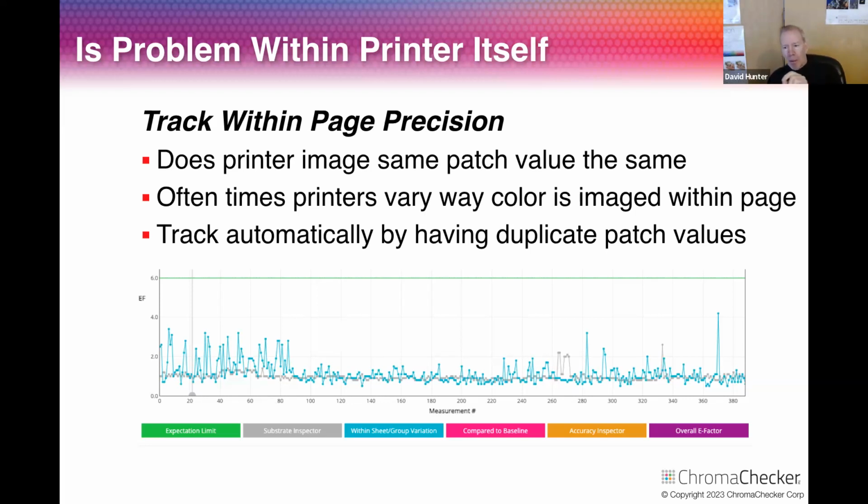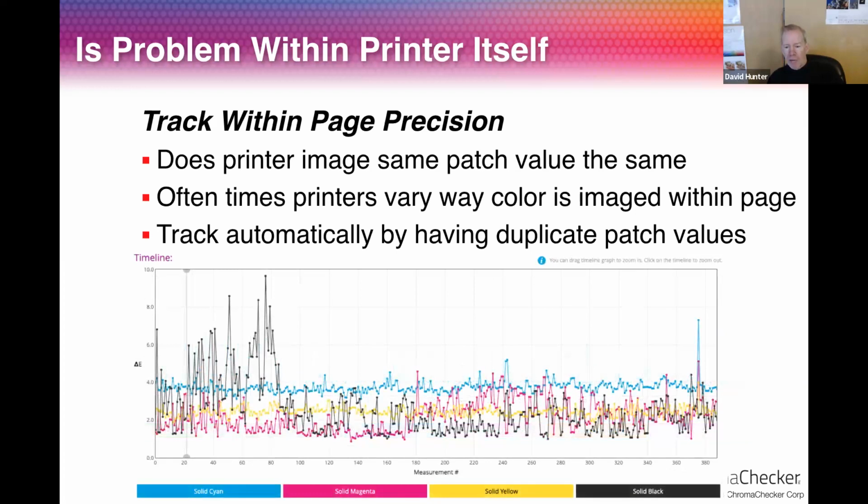So by going to the purple horizontal lines on the bottom of the timeline, you can change it from an E factor view, which this is, to a CMYK view. And when I change to a CMYK view, this is the exact same data I was just looking at in CMYK view, and I can see instantly that the black unit of this digital printing device is imaging black very differently within the page.